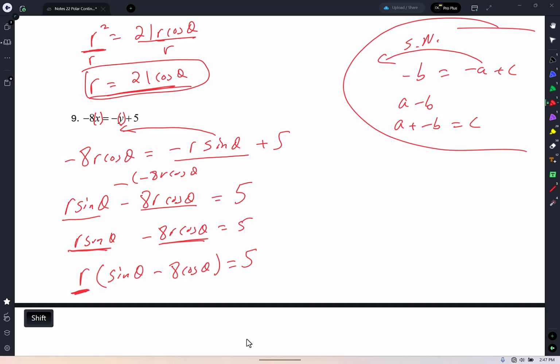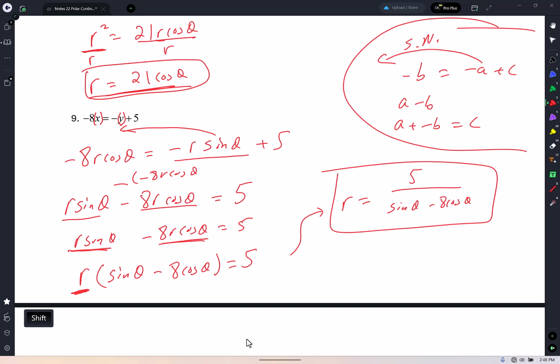Last move. I want to get the r by itself. What do I do? Divide. Here's my final answer: r equals 5 over sine theta minus 8 cosine theta. No, that's it. This one has two terms in the bottom. If I have two terms in the bottom, I'm going to leave it. If you have one term, you can make it into something that's not a fraction. But because I have two terms, I'm going to leave it.